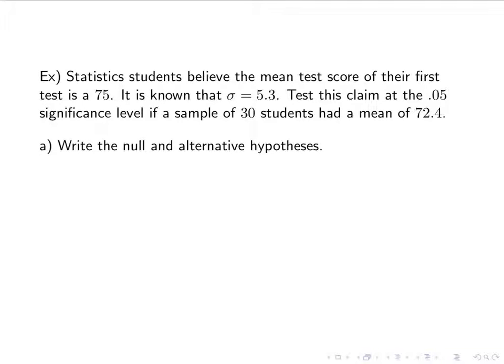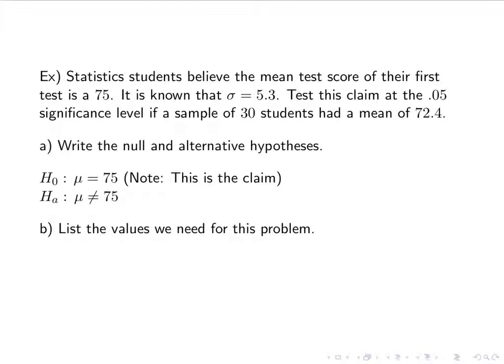So again, the first thing we always do is rewrite the null and alternative hypotheses. So statistics students believe the mean test score of their first test is a 75. So the claim is that mu equals 75. Because there's an equal sign in that, it must be the null hypothesis. And again, we're going to choose the true contradiction for the alternative, mu is not 75. Because I'm not sure if it's bigger or smaller than 75, so I'm just going to go with not equal to as the opposite. So again, in this case, the claim is the null hypothesis, unlike last time.